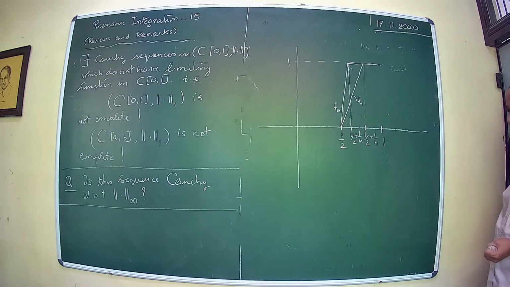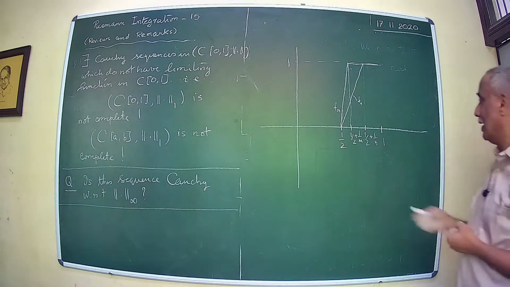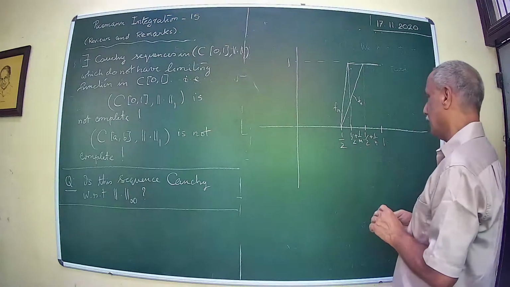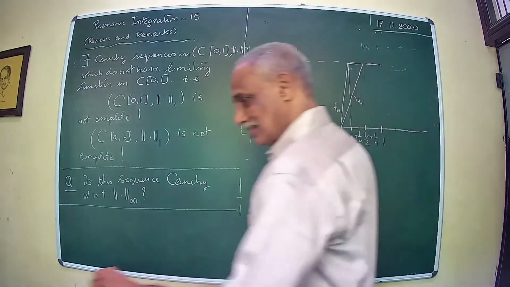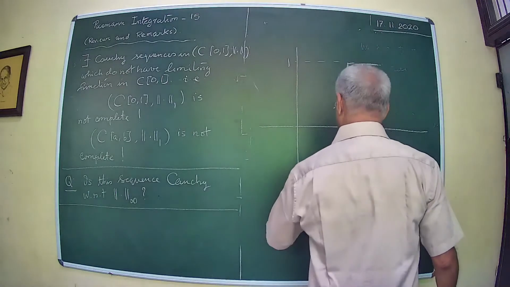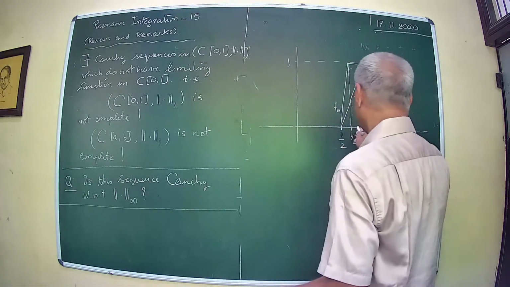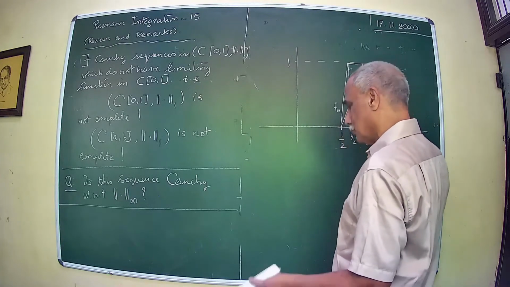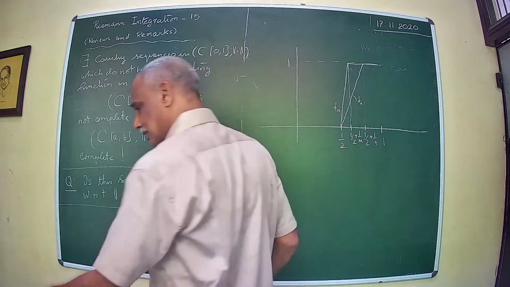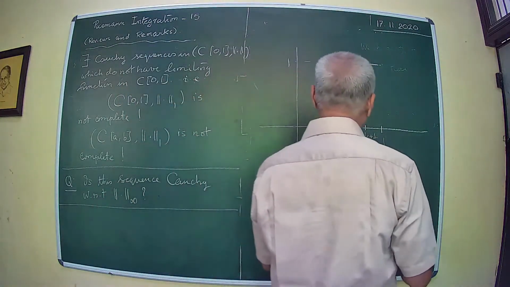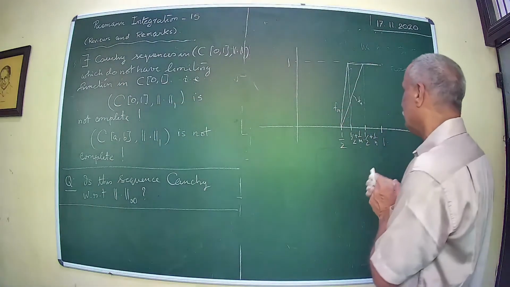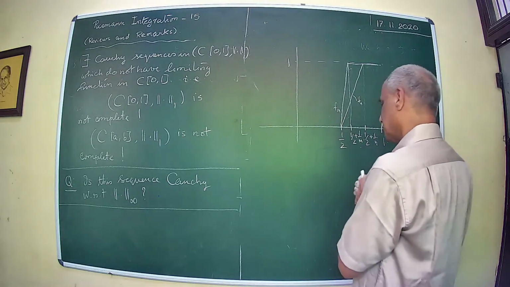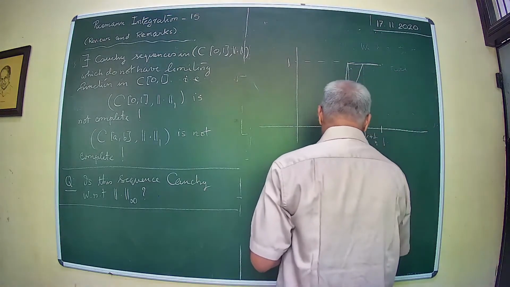And the question is, does this go to 0 as n and m go to infinity? This is the question that you are asking. It's not clear, because as n and m go to infinity, both 1 by n and 1 by m go to 0, so this point moves. Now what I want to show is that this is not a Cauchy sequence. Okay, so how do I do that?